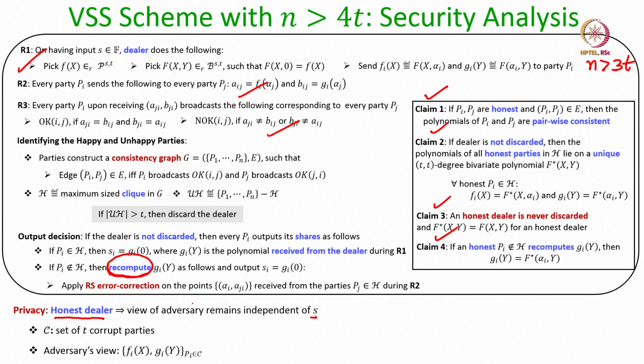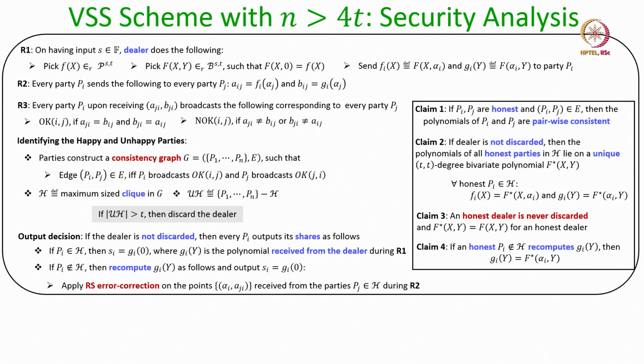Namely, what exactly do the t corrupt parties receive in this protocol, what exactly is their view? Their view is basically limited to up to t number of row and column polynomials, nothing more than that. And these t row and column polynomials lie on a random t-degree bivariate polynomial. So, we can now trigger the privacy lemma here, which says that if there is a random t-degree bivariate polynomial, then the probability distribution of any t number of row and column polynomials is independent of the constant term of the bivariate polynomial, and that guarantees the privacy here.